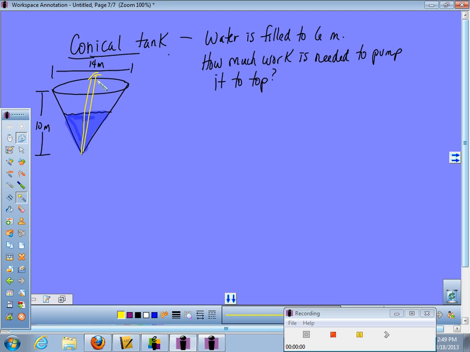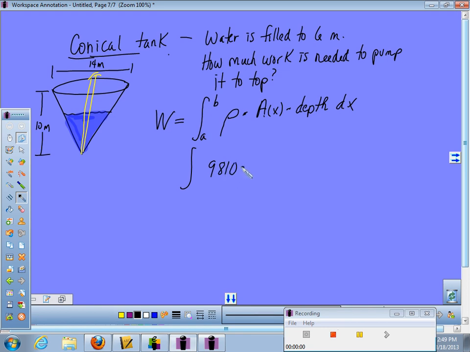Okay, what was the formula? Work is the integration of what? Weight density times area of the surface times the depth, which is going to be what? X, okay. Rho is going to be what in this case? Our weight density. We're in meters, so is it 62.4 or 9810? 9810. Okay. We know that one. We know depth is x. The only little bugaboo we got is we need area.